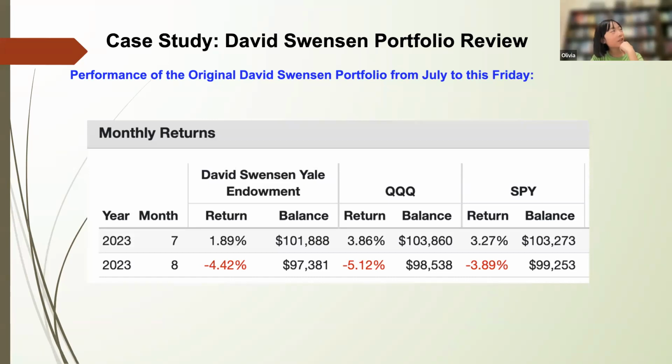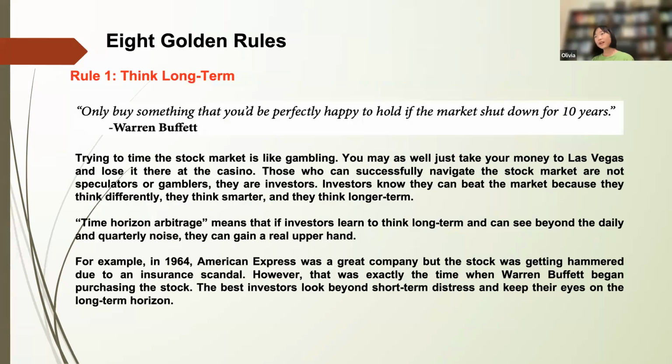I don't even have time to do the game show. Okay. So rule number 1 of the 8 golden rules is to think long term. And I'm just going to skim over this text, because it's from the book.